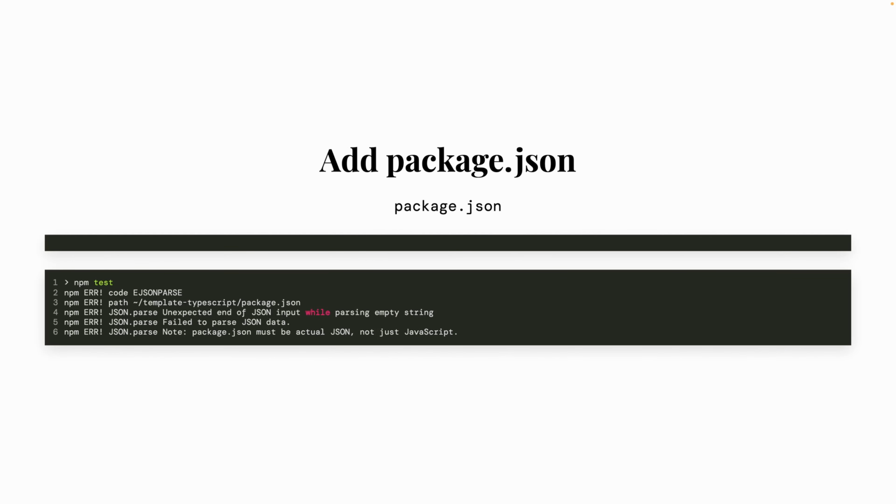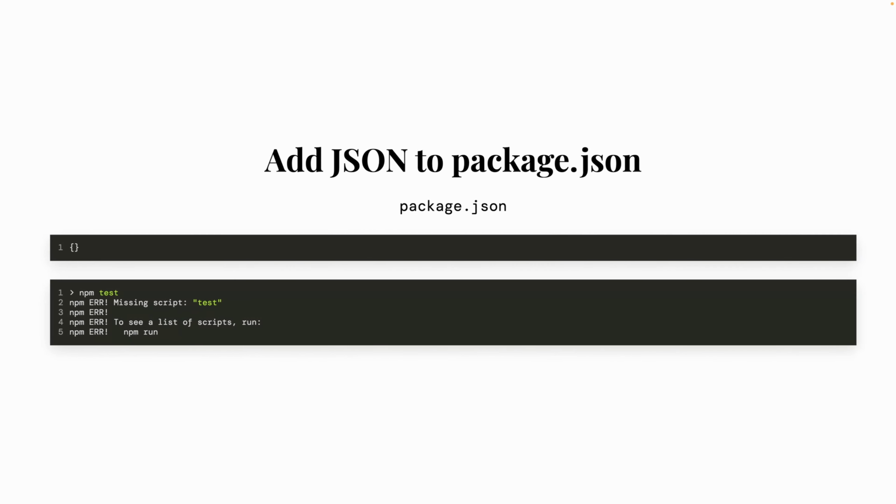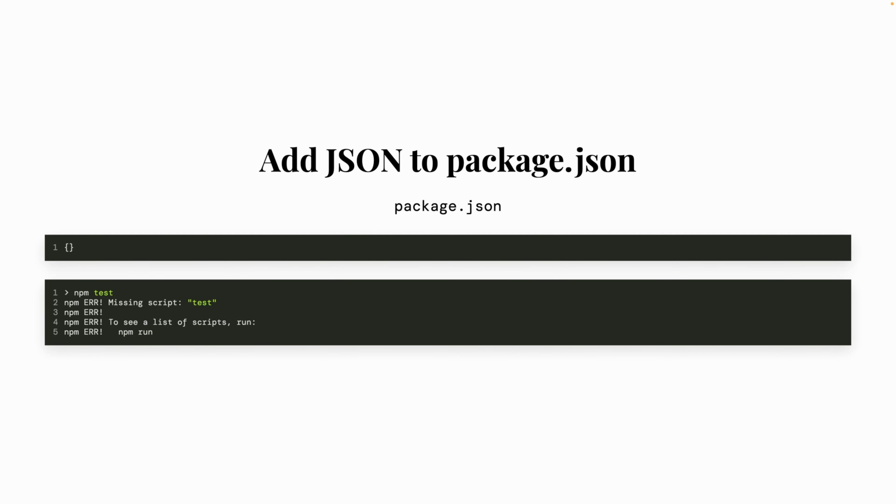After adding a blank package.json file and running npm test, we encounter a new error. The error message informs us that Node expects the package.json file to contain valid JSON data, and an empty file does not meet this requirement. By adding an empty JSON object to package.json, we have enough structure to run npm test.